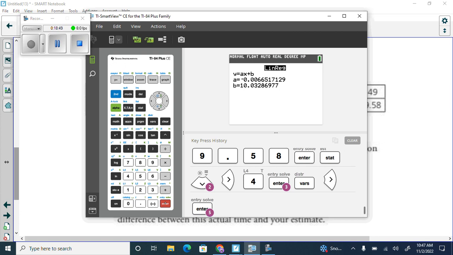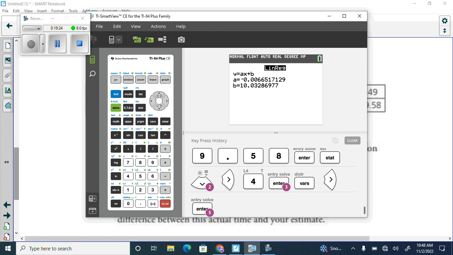But my equation, if I went to write it out, I would write it as y equals negative 0.00665171129 x plus 10.032869777. You see how you would write it out? It literally just gives you the format, and you put those into the a and the b. Do you see that? If I asked you for the y-intercept, what would it be? 10.03, right? Because my constant is my y-intercept. We talked about equations in this way.